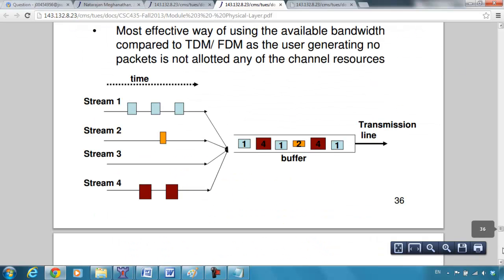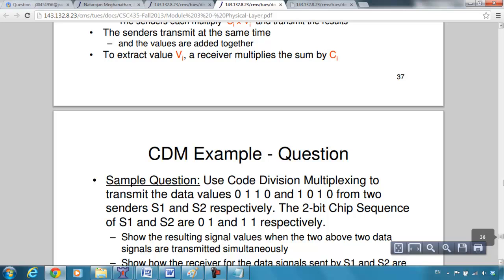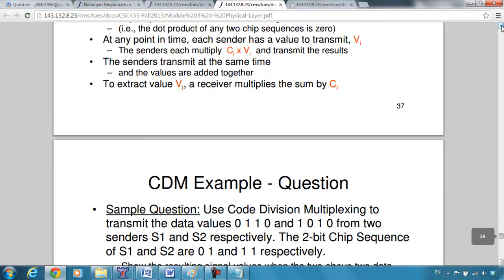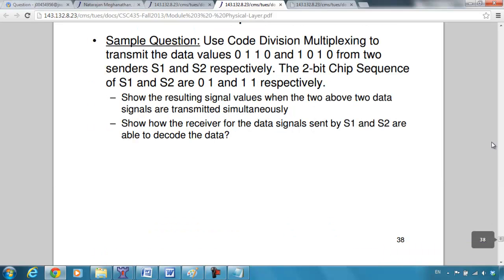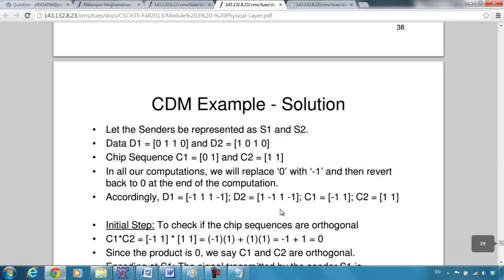Then let's do this CDMA. So here we want to send using the same signal. Each user is given a chip sequence and we want to send data using those chip sequences. So the first condition you have to check is that the chip sequences given to you are orthogonal to each other. So how we check for the orthogonal property is, in order to do the math, we replace all the zeros with -1.